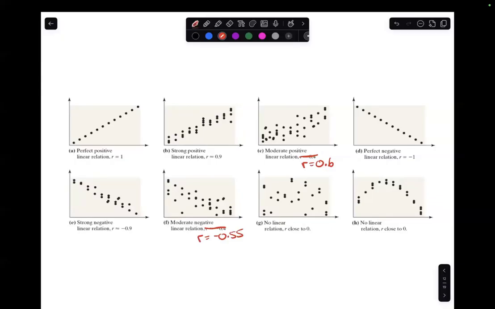Letter G is pretty darn close to 0. It might be like 0.15 or something, but it's really close to 0. And as I said before, H is also really close to 0. It's a nice, pretty relation, but it's not linear, it's a quadratic. So it's close to zero, but there is a relation there. It's just not linear. Questions on these?